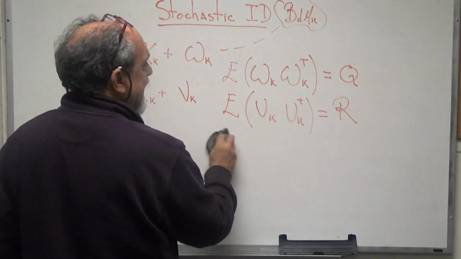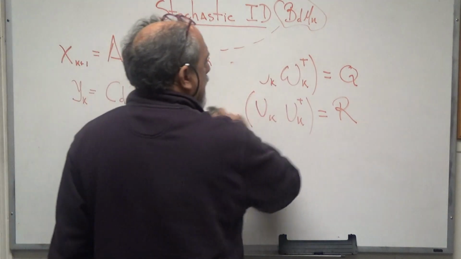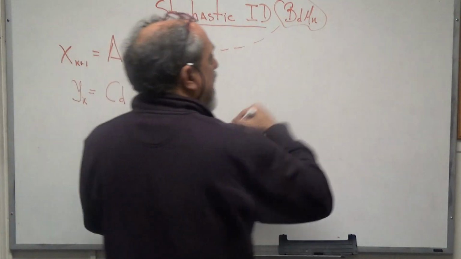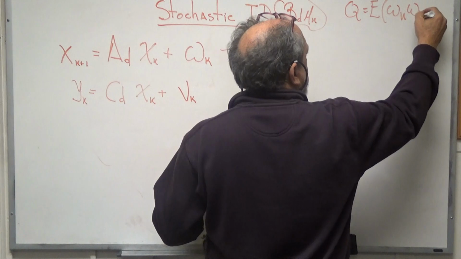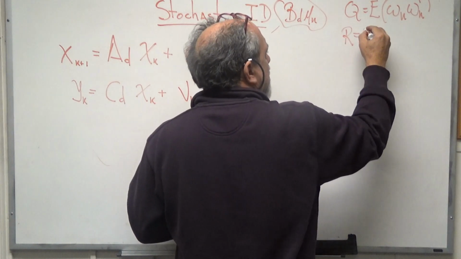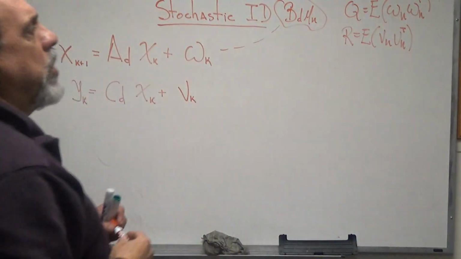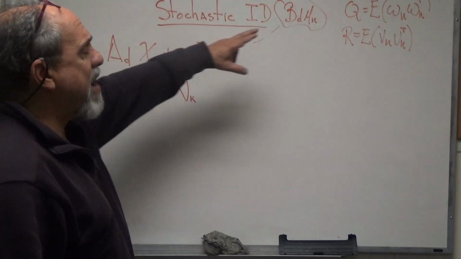Now these are basically the two assumptions that we make. I will put them over here. Q is the expected value of omega k transpose, and R is the expected value of Vk transpose. Okay? Now, one thing, for example, which we will come back to later in the discussions: what is the rank of Q?